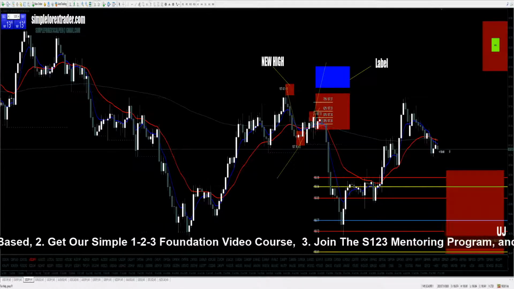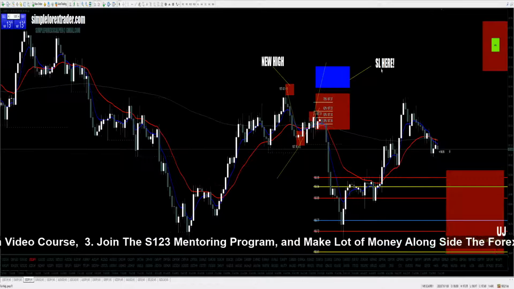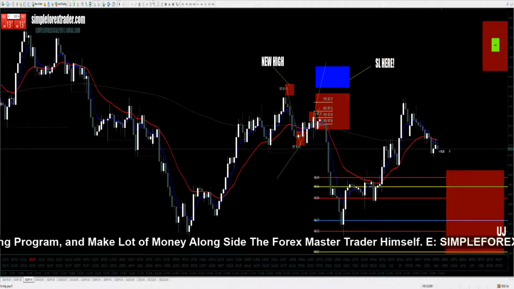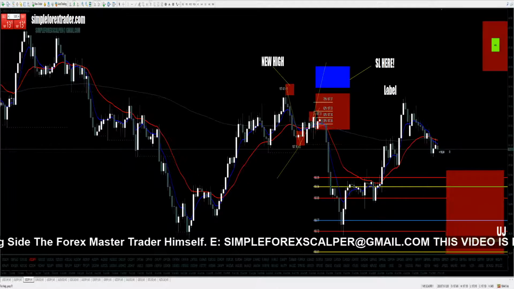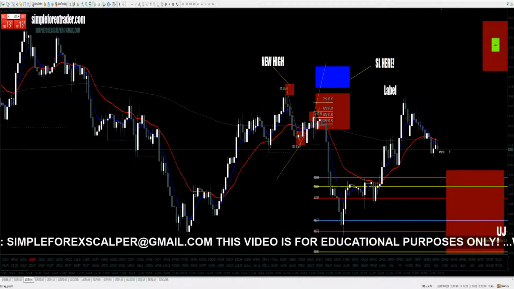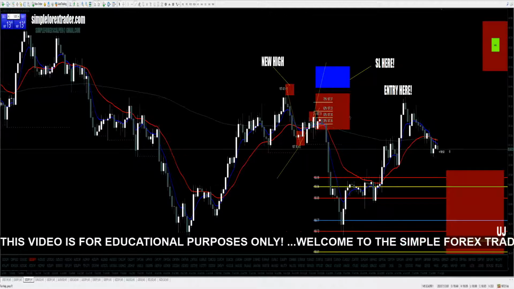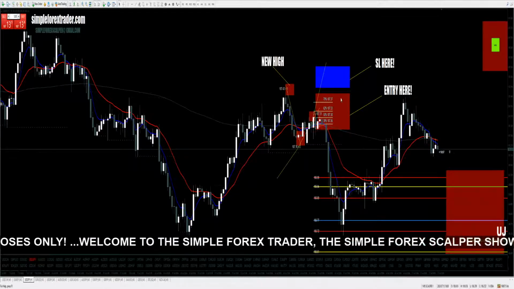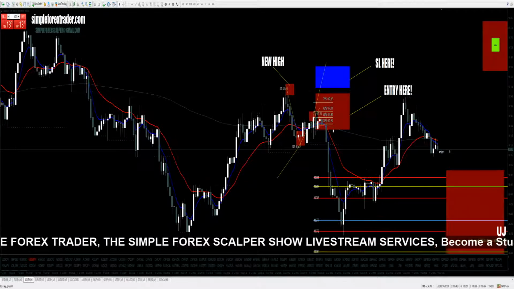Okay, how's that? Stop loss here and entry here. That's where you enter. So your entry is within this red box. You can choose your level of entry. You got 4 levels of entry here. You can select the best one.